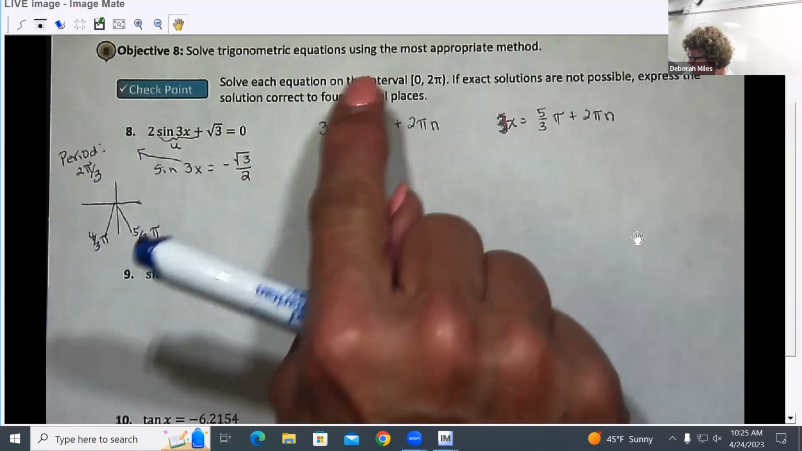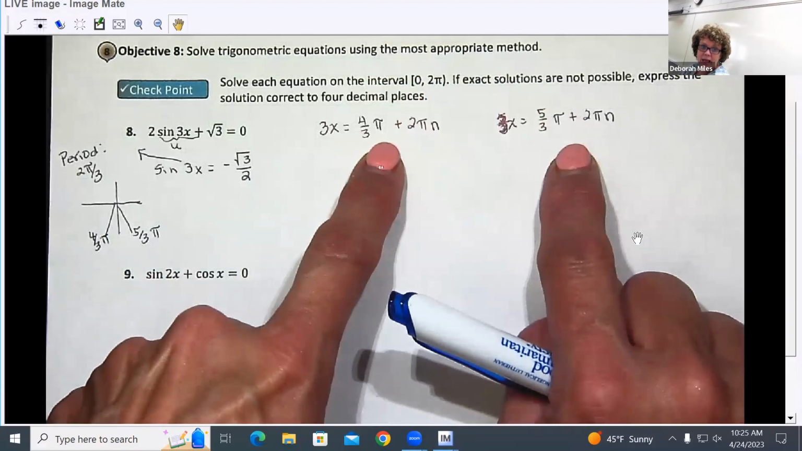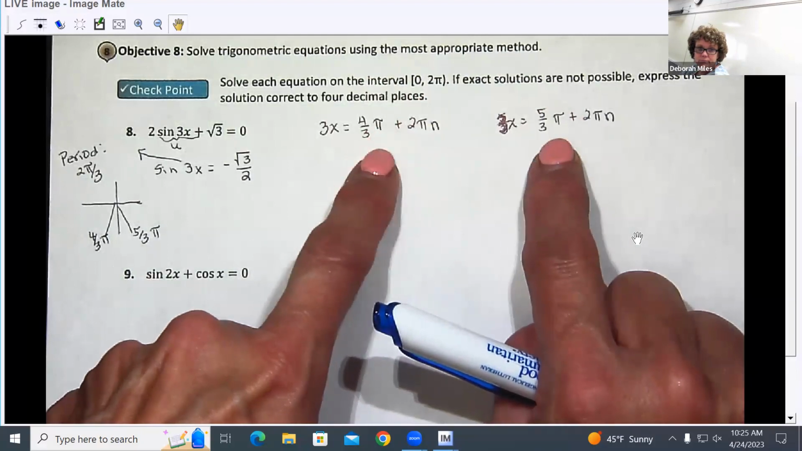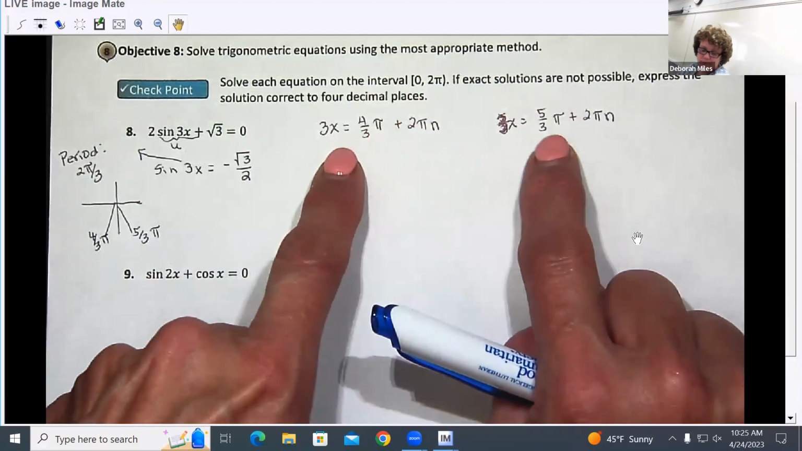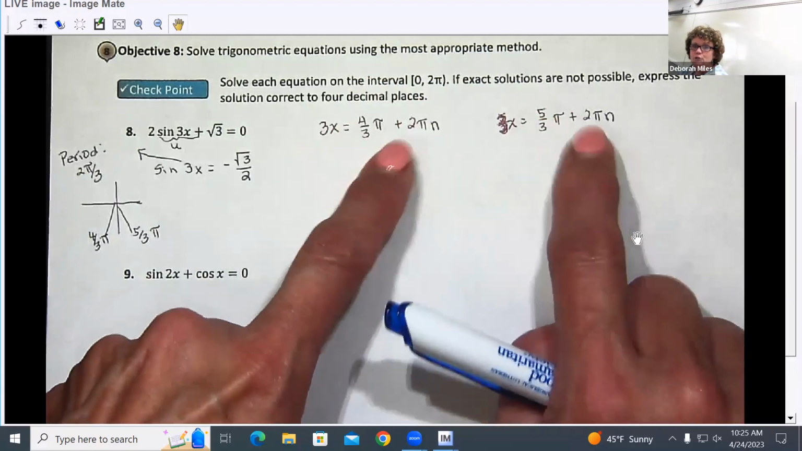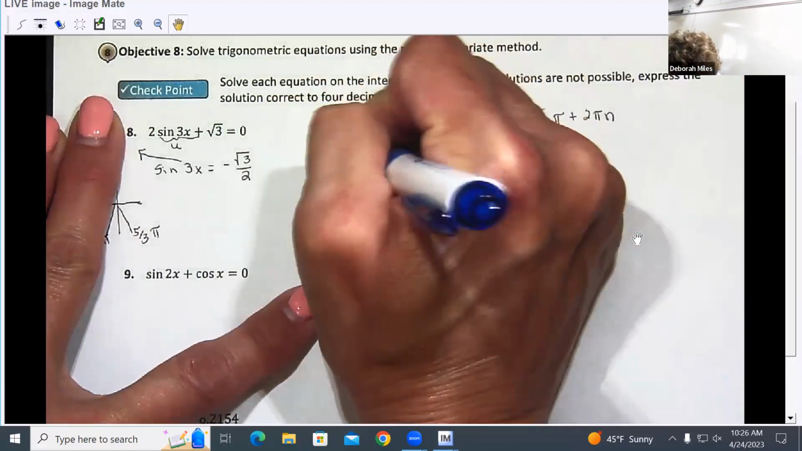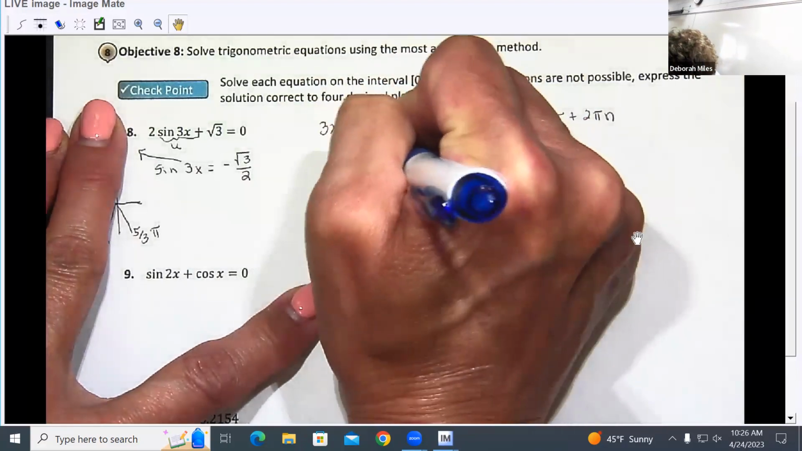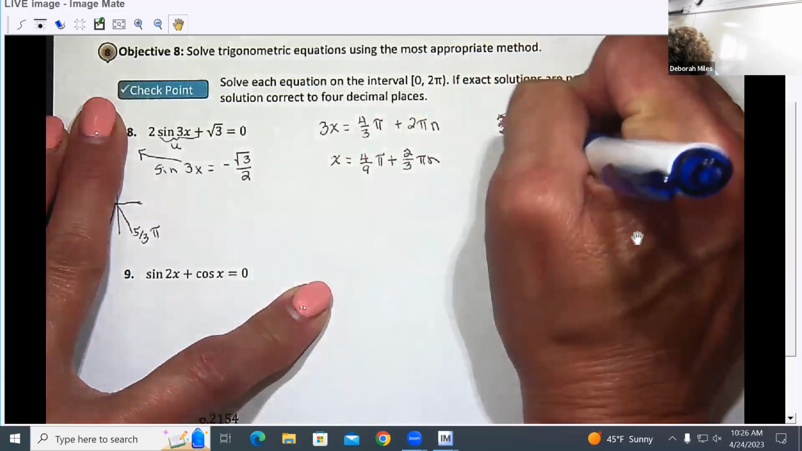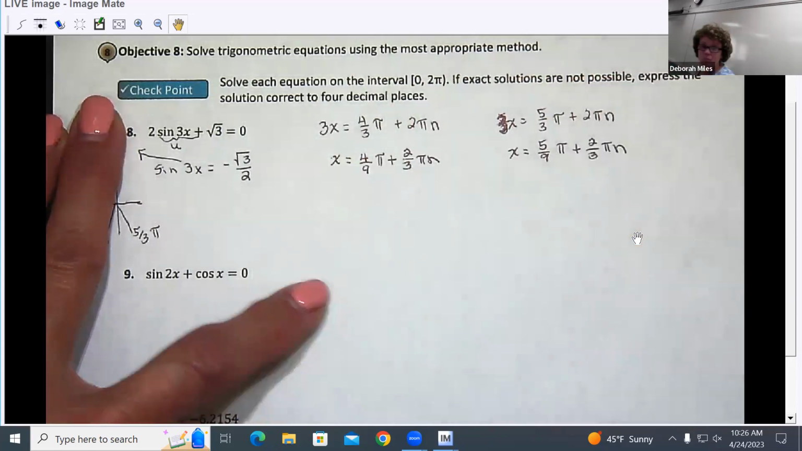Now, if these instructions had said find all solutions, then again, we would be through right here. I just realized that's not true. Let me take one more step and then I'll finish that sentence. Divide both sides by 3. Make sure you're dividing both terms by 3. You'd have x equals 4/9 pi plus 2/3 pi n, and x equals 5/9 pi plus 2/3 pi n.